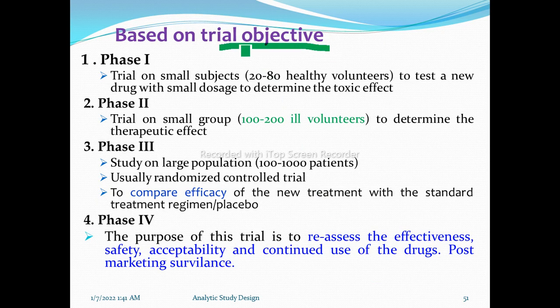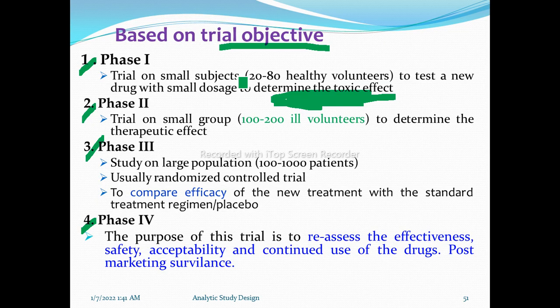Based on trial objective, we can divide trials into phase 1, phase 2, phase 3, phase 4. Phase 1 is a trial on small subjects, 20 up to 80 healthy volunteers, to test a new drug with small dosage to determine the toxic effect. One of the purposes of phase 1 is to determine toxic effect.